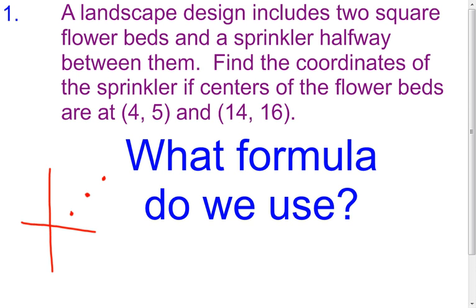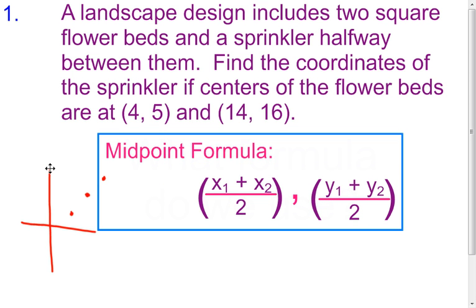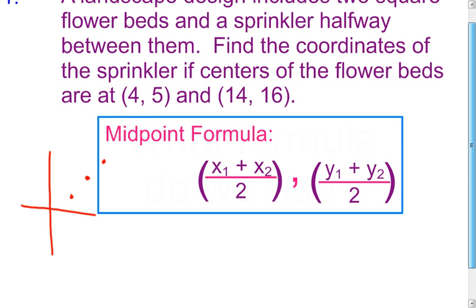The question becomes, which formula do we use? Do we use the midpoint formula, or do we use the distance formula? We want to use the midpoint formula in this case because the sprinkler will be halfway between them. If we label these, this is our x1, this is our y1, this is our x2, this is our y2. So if we average those 2 points, you will have 4 plus 14 for x, divided by 2, and then, of course, 5 plus 16 divided by 2.